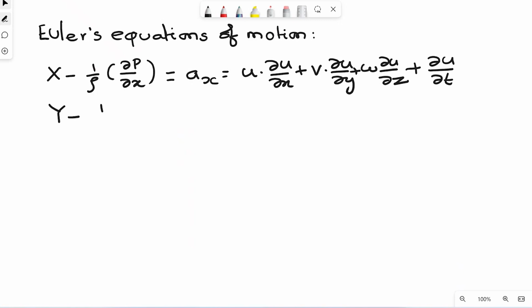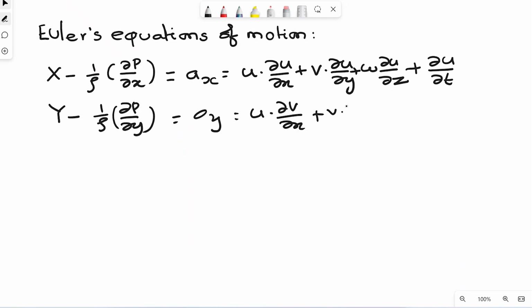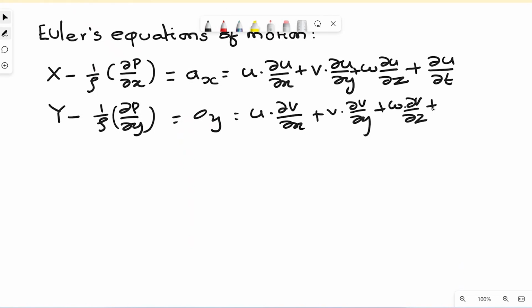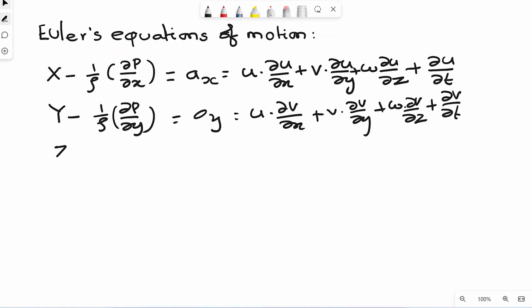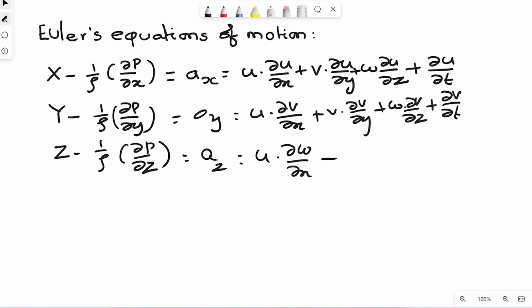Same is the case in y direction. Y minus 1 by rho dou p by dou y is equal to ay is equal to u into dou v by dou x plus v into dou v by dou y plus w into dou v by dou z plus dou v by dou t. Similarly, Z minus 1 by rho dou p by dou z is equal to az is equal to u into dou w by dou x plus v into dou w by dou y plus w into dou w by dou z plus dou w by dou t.